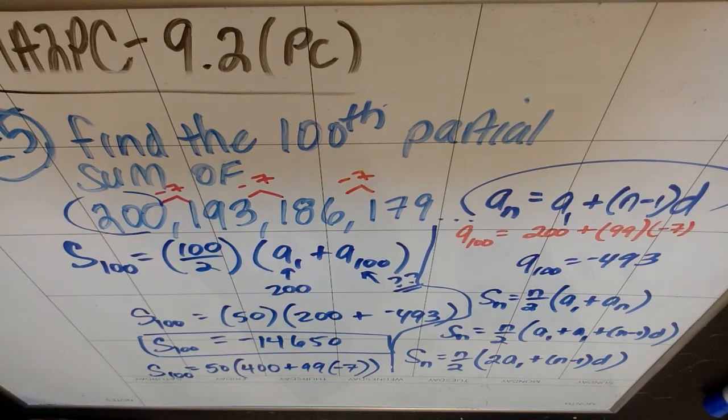Again, I would argue that you have to know this formula either way to do that, so however you get there is up to you, but that's one way to do it. And we're going to do some word problems where we need to find the nth partial sum of something in a minute.